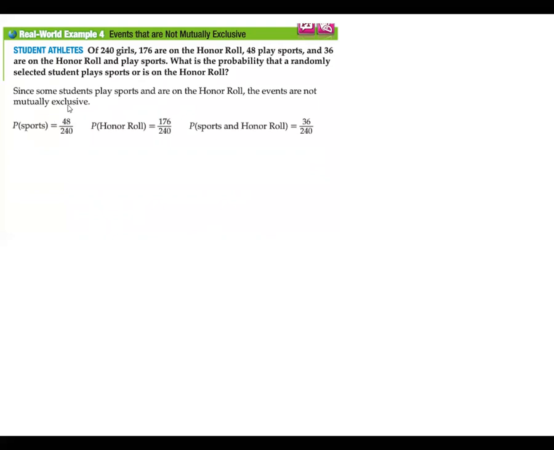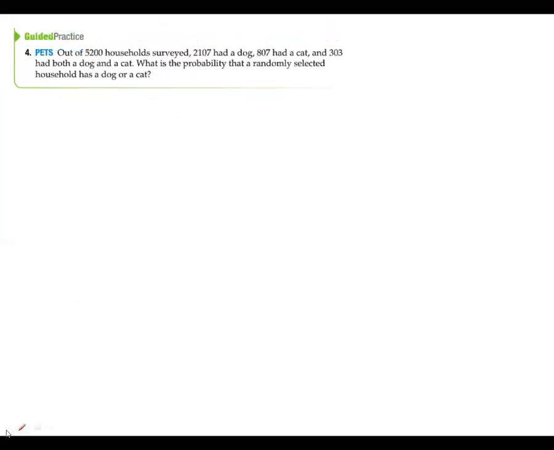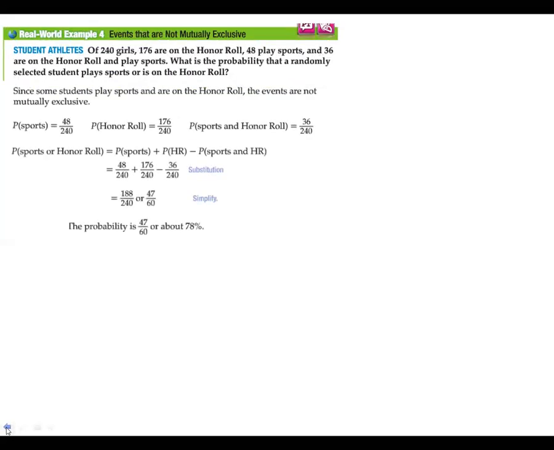The probability of sports is 48 out of 240. Probability of honor roll is 176 out of 240. And the probability of sports and honor roll is 36 out of 240. So you add the first 2 up and subtract the overlap, and you get 188 out of 240, or 47/60ths, or about 78%. Now let me show you something here.